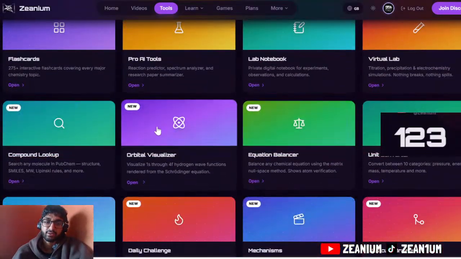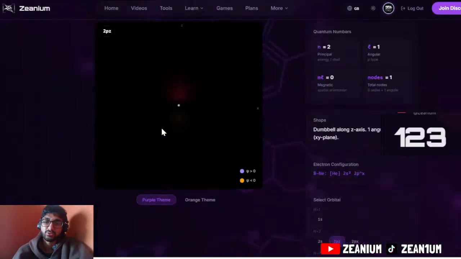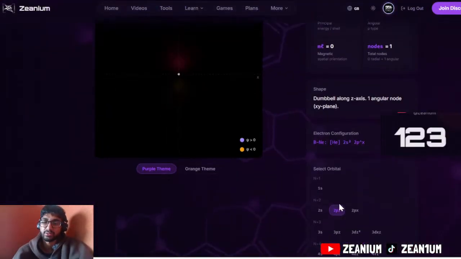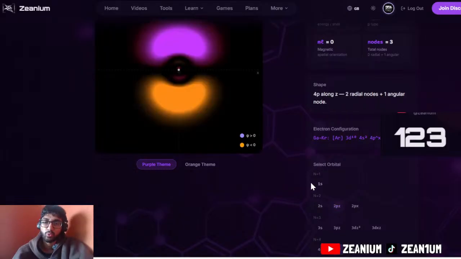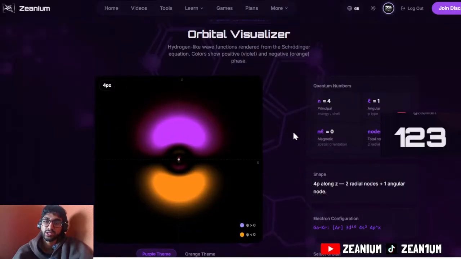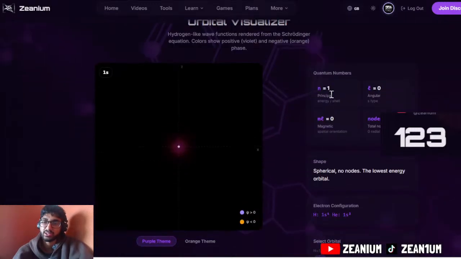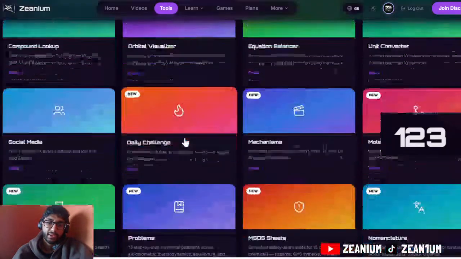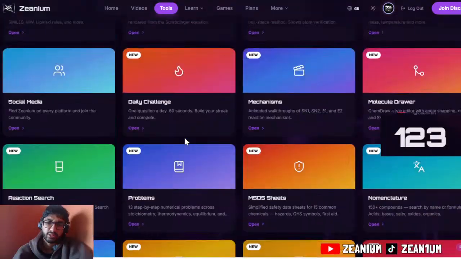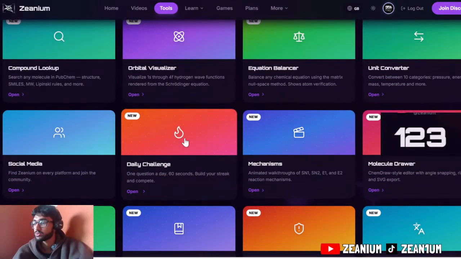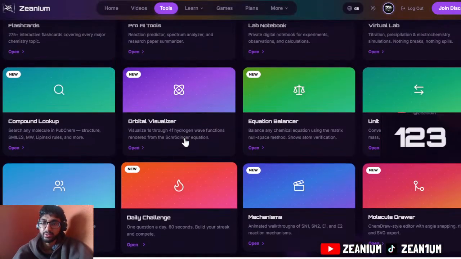Oh yeah, this one, the orbital visualizer. This is still in development. You can see what orbital you can get, some quantum mechanics stuff. The 1s orbital looks like this, then you have the quantum numbers and everything. So that's pretty cool. What else do we have? But yeah, honestly, stay tuned for more updates on the site because there's going to be a lot coming.